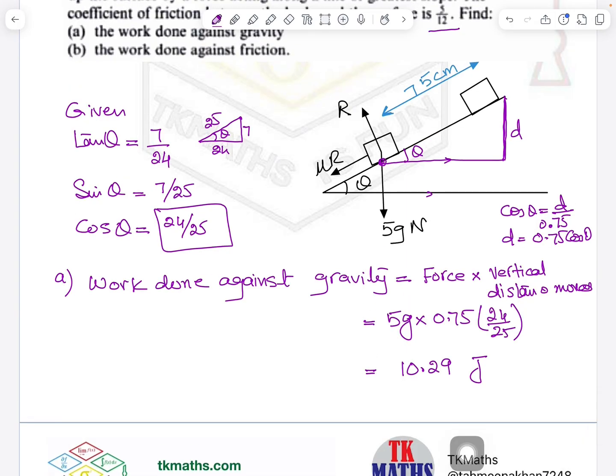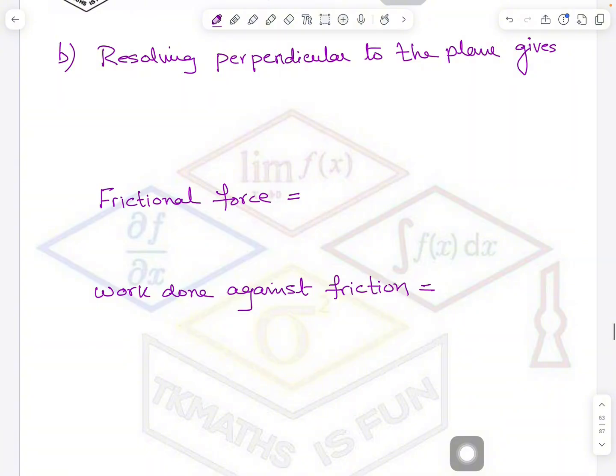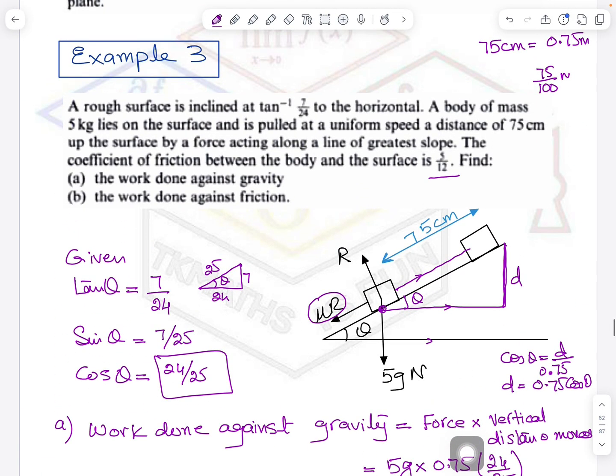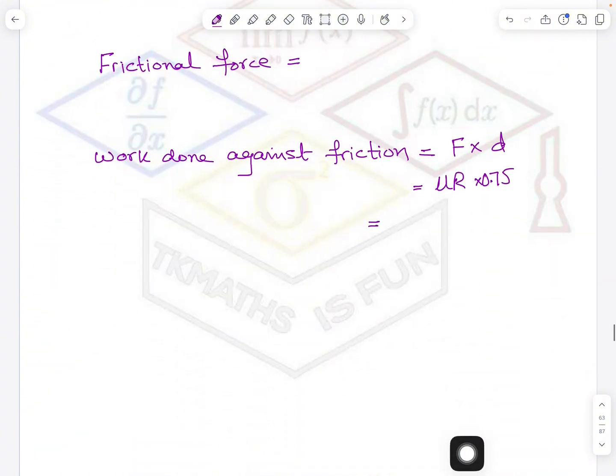Okay, now we have to find out the work done against friction. Now, for work done against friction, the object has moved this way at constant speed. So the force here will be equal to the maximum frictional force. So when I find the work done against frictional force, I will say force into distance. And my force will be mu R here because it is equivalent to the frictional force. And distance will be 0.75 because we have to write in meter. Now mu is given to you in the question. It is 5/12. Now what is R?